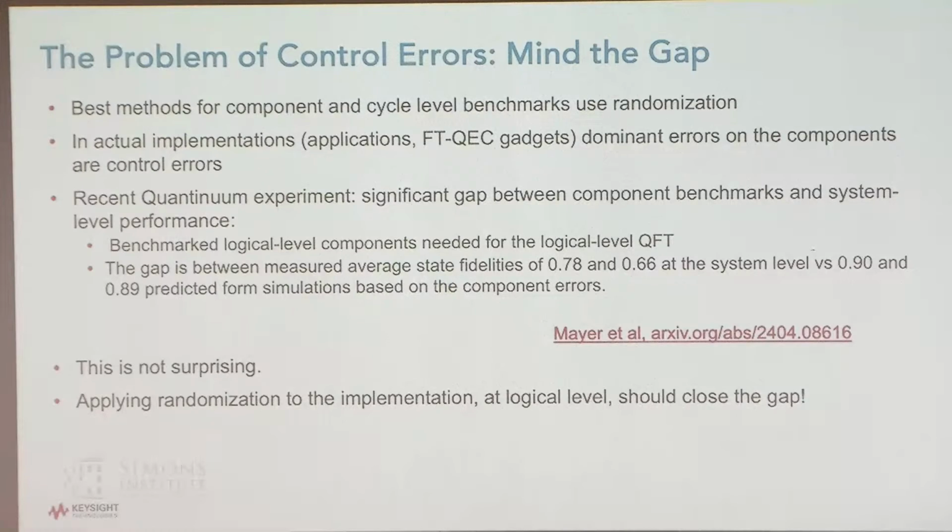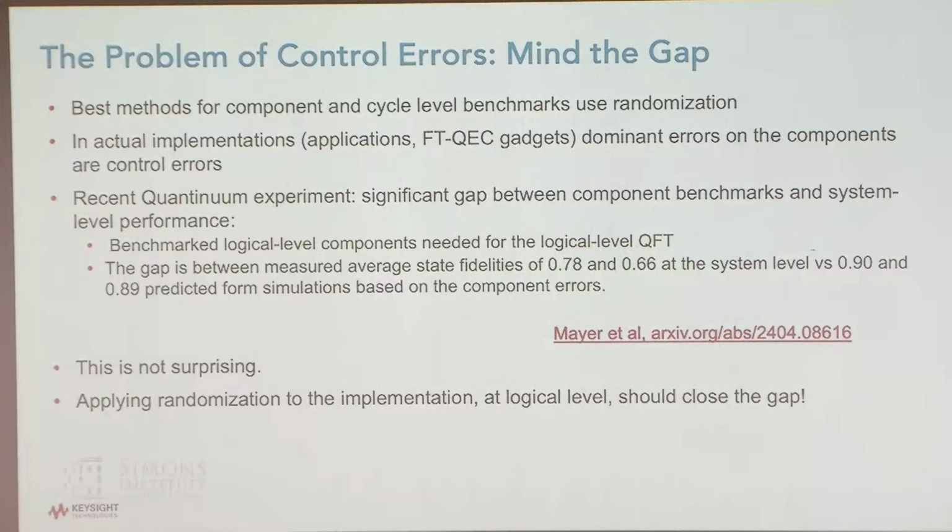So, the best methods for component and cycle level benchmarking use randomization techniques. In actual implementations, we see that dominant errors are control errors, which are these off-diagonal terms, which are suppressed and not observed through randomized methods. And in particular, what Quantinuum did, which I think Quantinuum does a great job of benchmarking transparently, is they looked at the logical QFT, 3 logically encoded qubits, performing a QFT at the logical level on that.